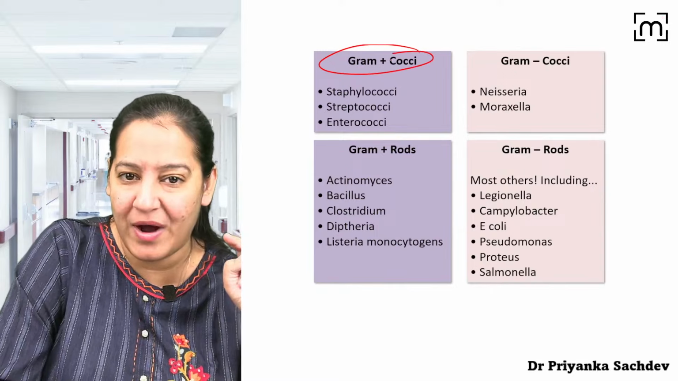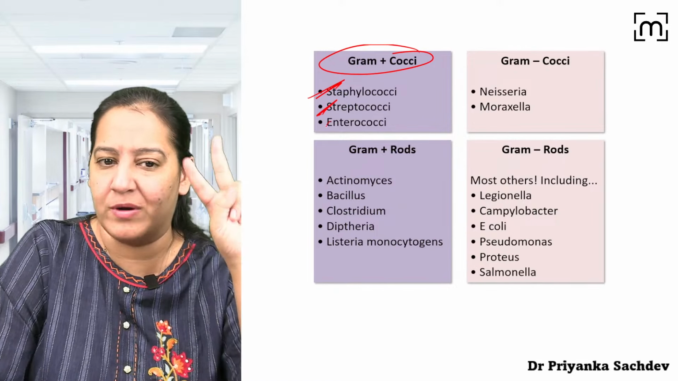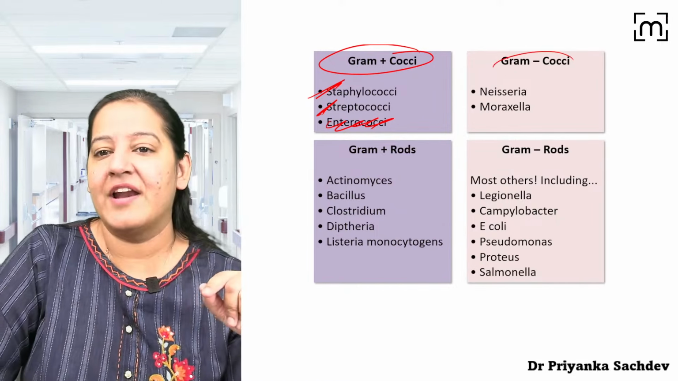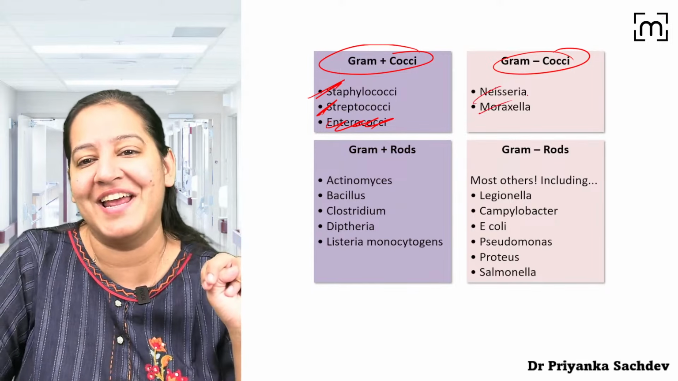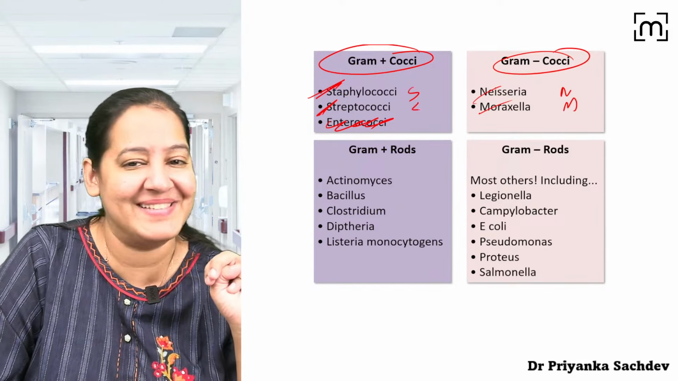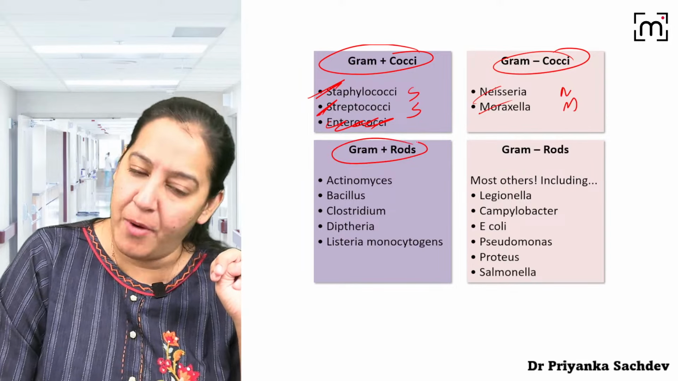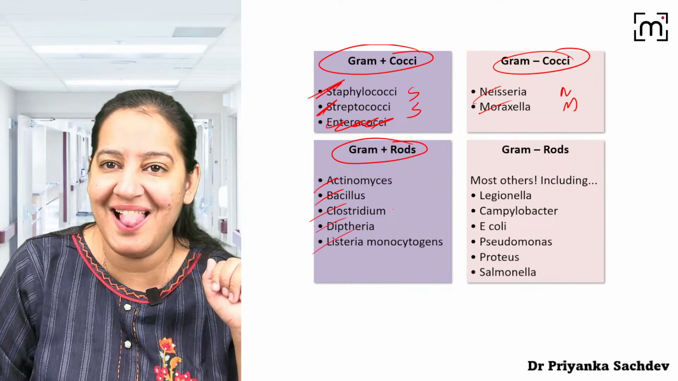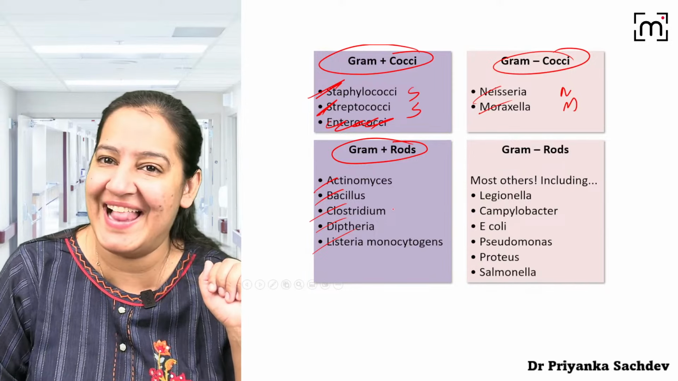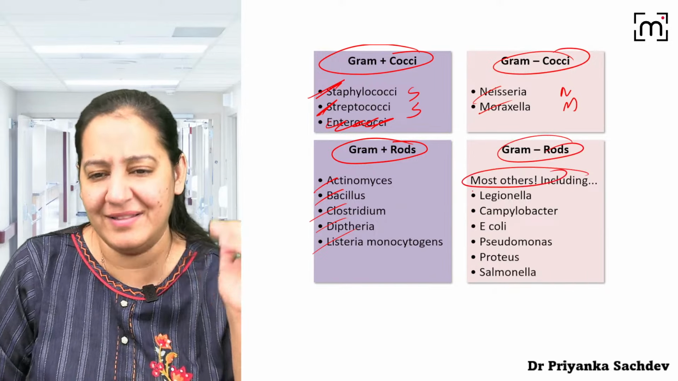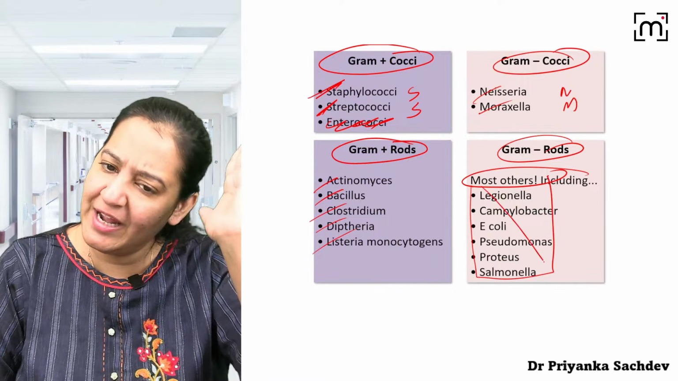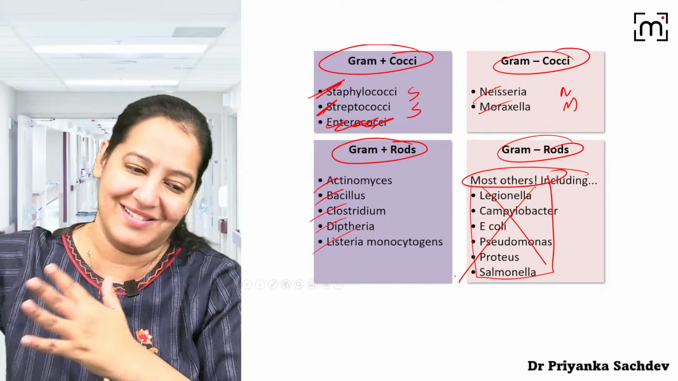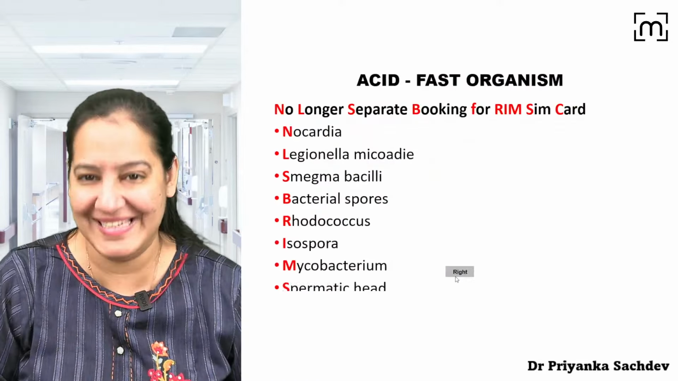Gram positive cocci, only 2: Staphylococcus, Streptococcus. Don't learn Enterococci. That's it. Gram negative cocci, only 2: Neisseria, Moraxella, NM. It is SS and NM. Gram positive rods, gram positive bacilli: A, B, C, D, L. The full form is in front of you. And remaining all, these are only a few I have mentioned. Remaining all, don't learn the list. Remaining all are in the 4th category. Can we move ahead? Yes, right.